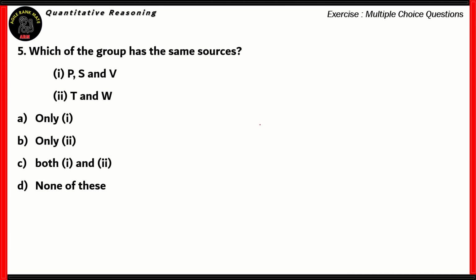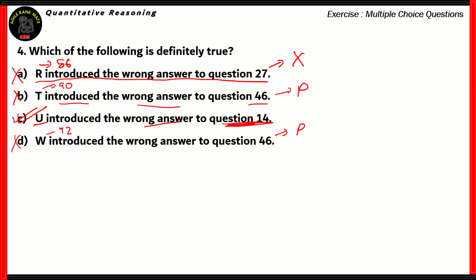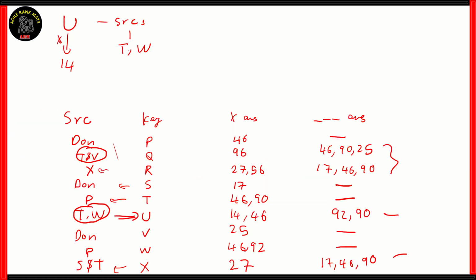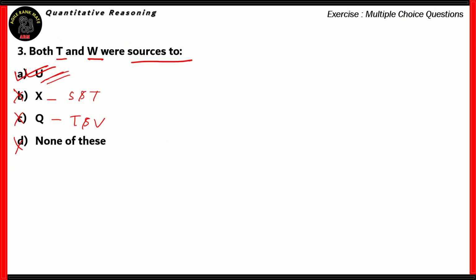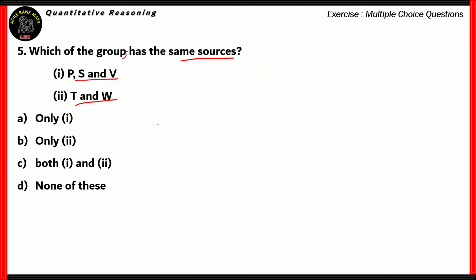Now let's look at the final question. Which of these two groups have the same sources? Now, group 1 consists of P, S, and V. Group 2 consists of T and W. Now, if you look at P, S, and V, you can see that all of them had the dawn as their source. So therefore, the first group had the same sources.